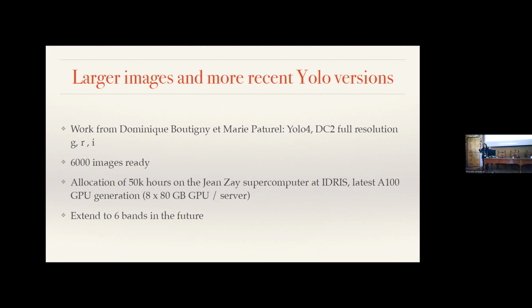Because while now we go on to the halos and LSST, we will have to work in survey mode, and that means that comparing the performance will be very important in terms of speed of the algorithm. And they also want to extend the analysis to the entire six bands in the future.